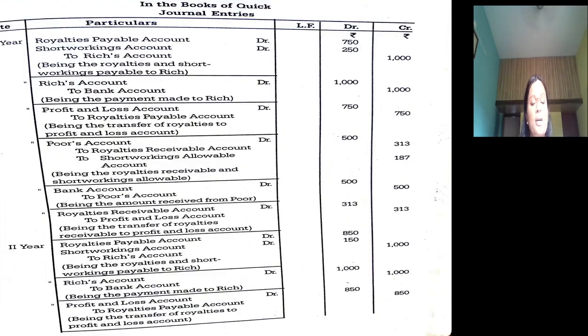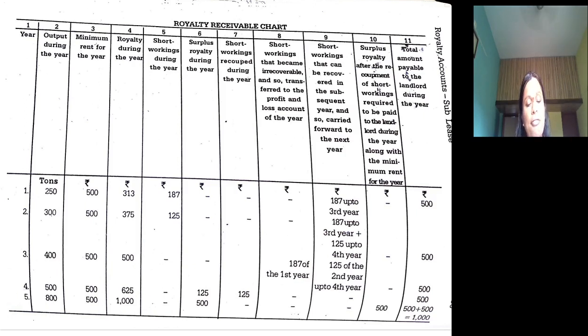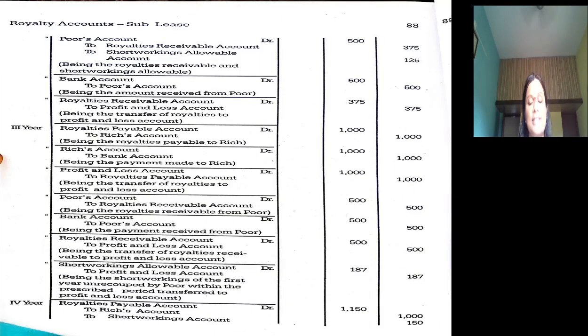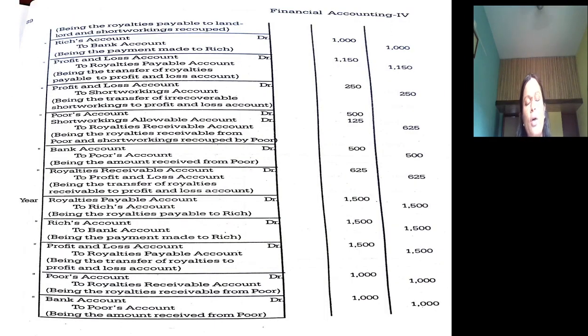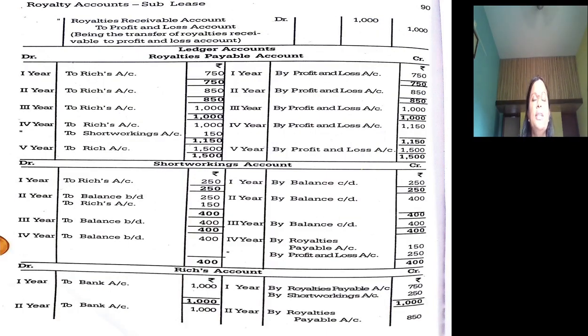Now we are moving towards year 5. The situation is royalty is more than the minimum rent. Excess is there. Excess is not used to recoup. It goes to the lessor. So what is the entry during the fifth year? Sublessee's account debit to royalty receivable 1,000. Bank account debit to sublessee's account 1,000. Royalty receivable should be closed by transferring it to profit and loss account. Only three entries will come, particularly in the books of the sublessor.